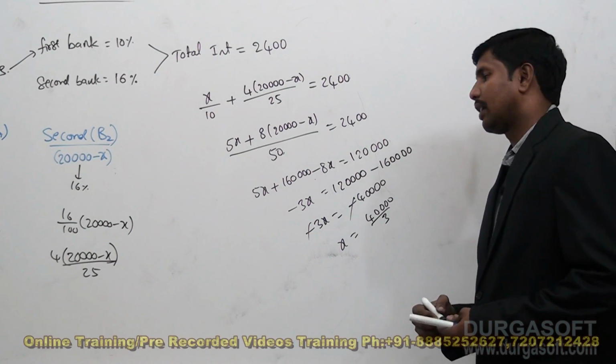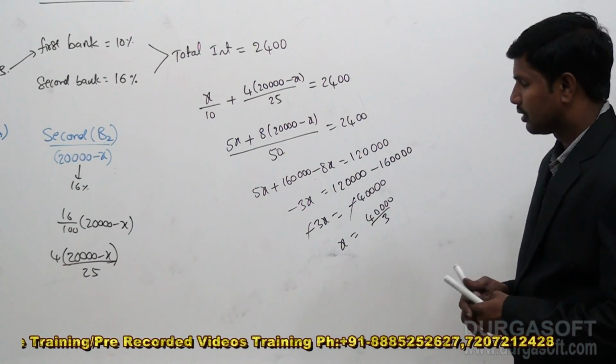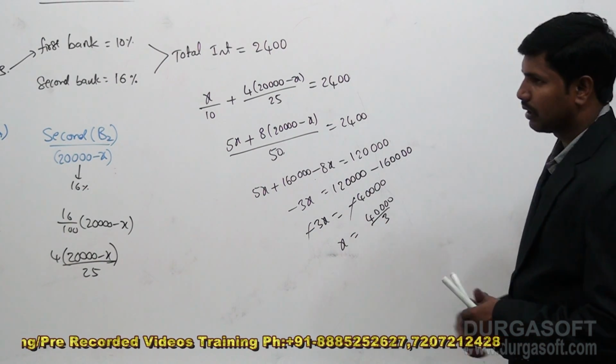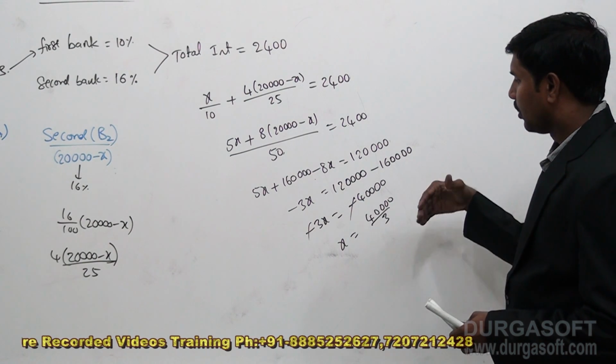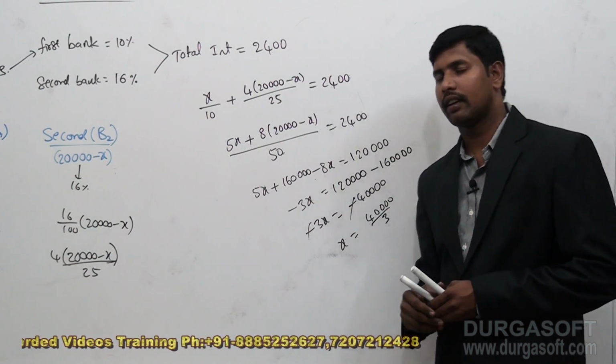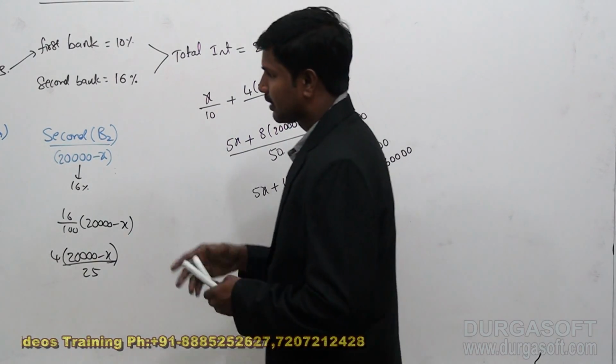So this is the money he is going to deposit in the first bank, and when you know this, you can calculate the second bank money as 20,000 minus that. So this is how you can calculate the money deposited in the first bank and in the second bank. This is by using the formulas available.